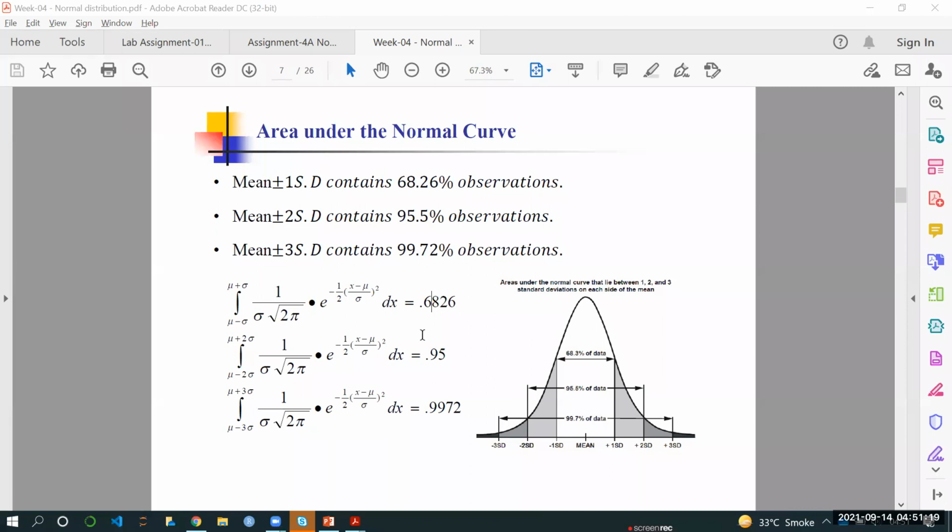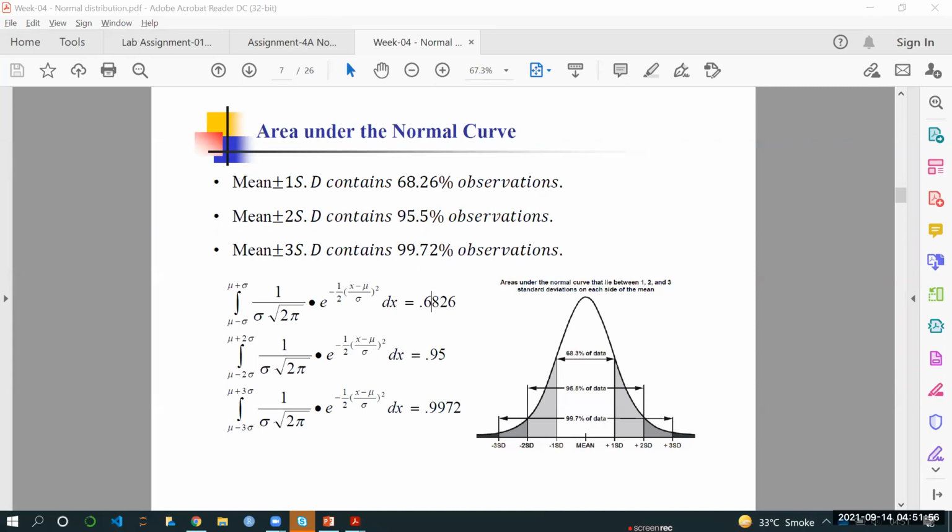This is called one standard deviation away, mean plus or minus one standard deviation. Similarly, this limit is mean plus or minus two standard deviations. If the mean is 65, then 65 minus 2 times 10 is 45, so the lower limit is 45, and the mean plus 2 times standard deviation is 65 plus 2 times 10 equals 85.